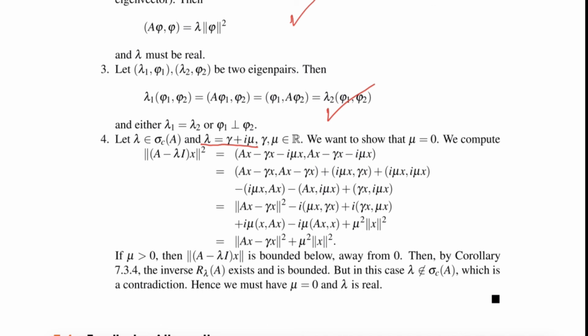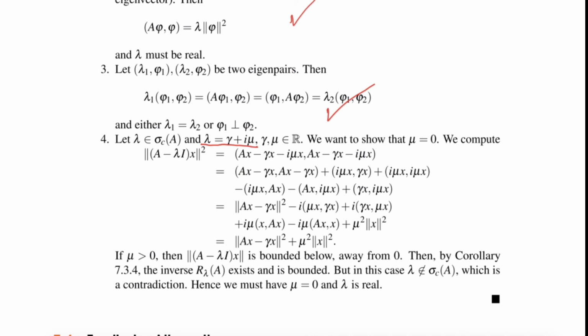So then we have three terms here times three terms there, so if we multiply this out we get, anyways, the following terms: (Ax minus gamma x, Ax minus gamma x), then the i mu terms, and the gamma terms, and the cross terms between A and i mu, and between gamma and i mu. Okay, so these are all the terms.